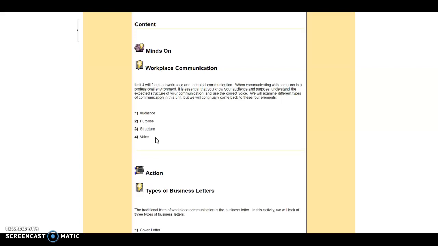You'll find that each of the different types of communication we're going to look at in Unit 4 have a different audience, purpose, structure, and voice. But we're going to keep coming back to these four terms.